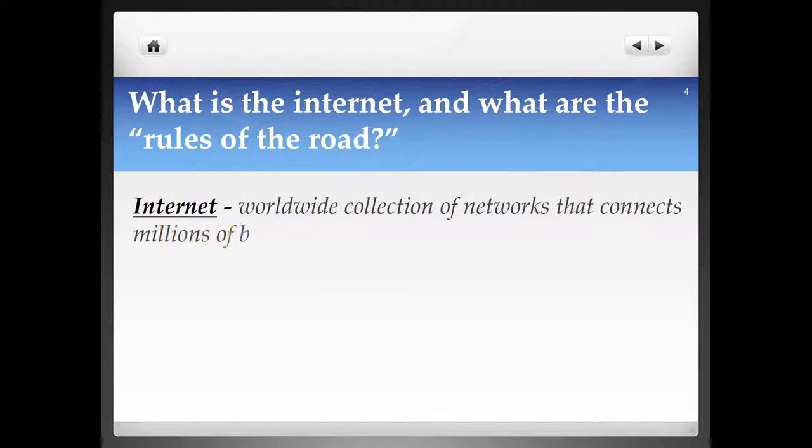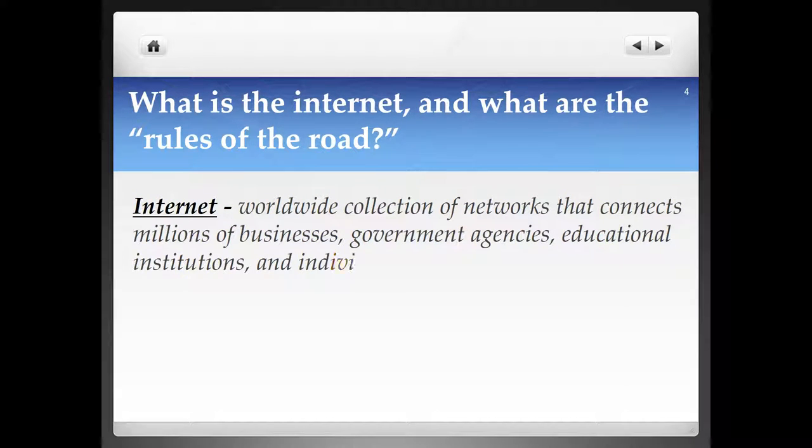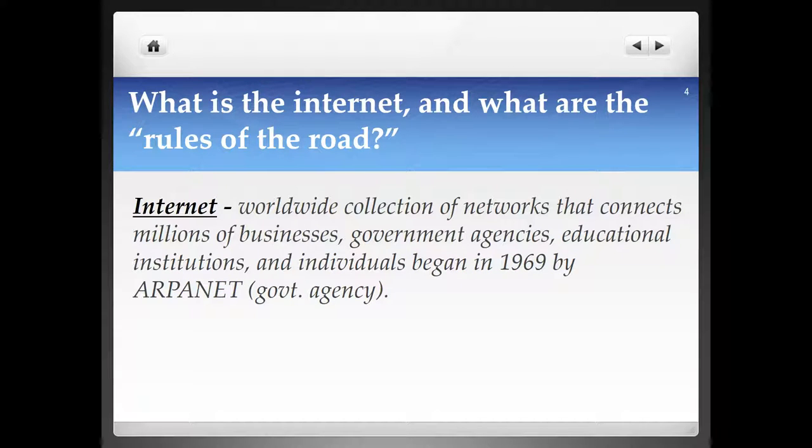First of all, the internet is a worldwide collection of networks that connects millions of businesses, government agencies, educational institutions, and individuals that began in 1969 by something called ARPANET, which was a government agency. Frankly, the internet connects everything and everyone that has access to it. It can be good, it can be bad, it can be neutral. And the internet has not always existed. It started off being a government thing. It evolved to being something that colleges and universities used, and eventually it was released to the public.